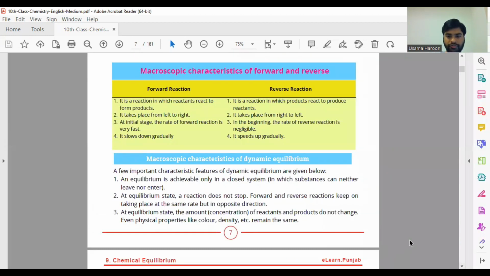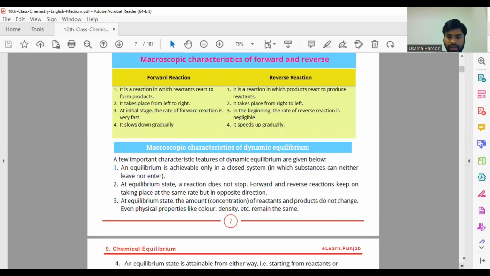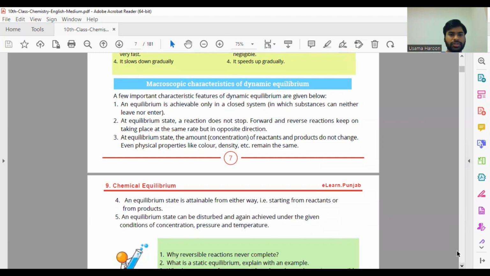So let's move on towards the final topic. That is a very important long question, and it's a very easy long question. It is about some macroscopic characteristics of dynamic equilibrium. We'll discuss it, and we'll close this lesson for today. So first, a few important characteristics of dynamic equilibrium are given below.